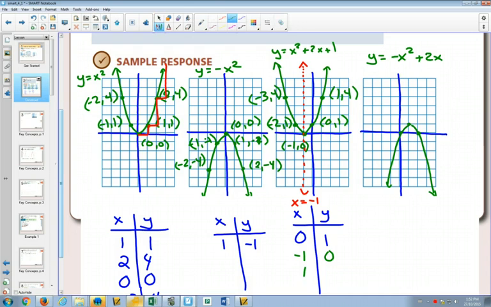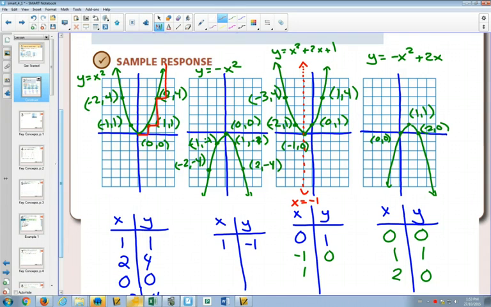This last one, plugging in some values into a table of values, x and y. If you plug in 0 for x, you get 0. So we have this point 0, 0. If I plug in 1 for x, I'm going to get 1. So I have 1, 1, and when I plug in 2 for x, I get 0 again. So we can see an axis of symmetry down the middle, and it makes sense that we also have this point at 2, 0.